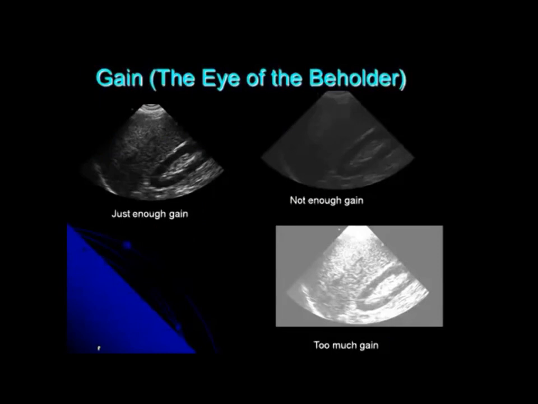Here are examples of three different images. The first, I think, just enough gain gives you kind of a very even look throughout the field. With not enough gain, it's very dark and you can't see all the structures, and too much gain, you kind of blow out the different structures. So you really want to use the setting that gives you an even look throughout the whole field.